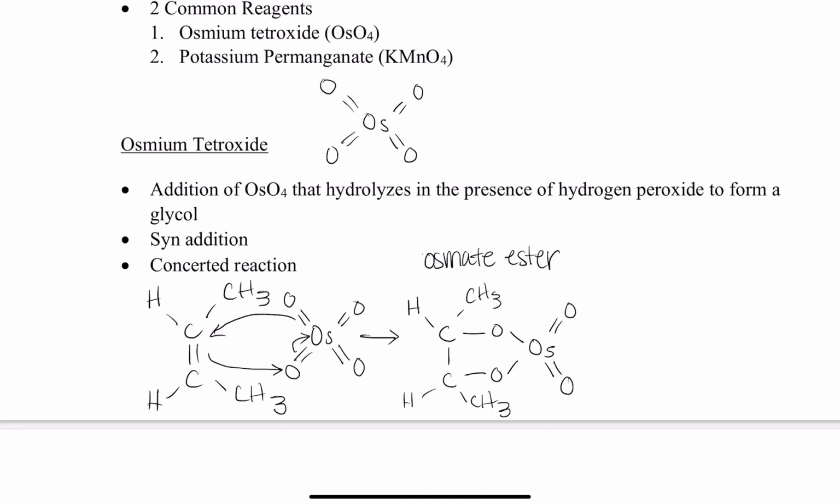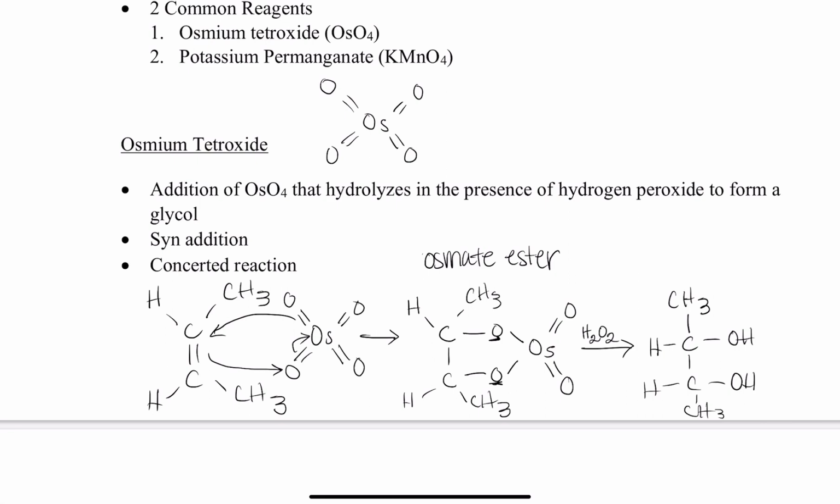And then, in the presence of hydrogen peroxide, we're going to hydrolyze to an alcohol, and then to another alcohol. This is a syn addition, so our alcohols both have to be wedged or they both have to be dashed.